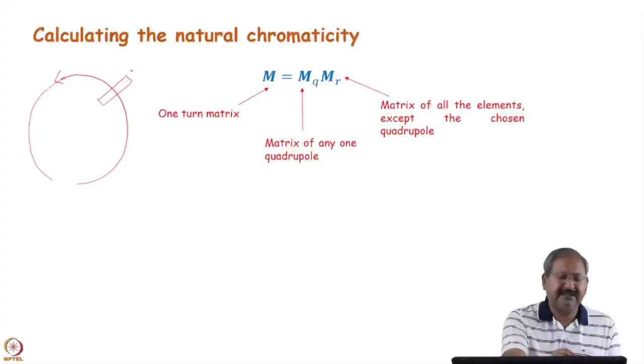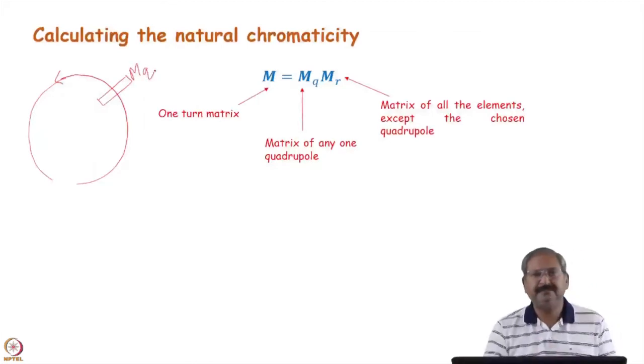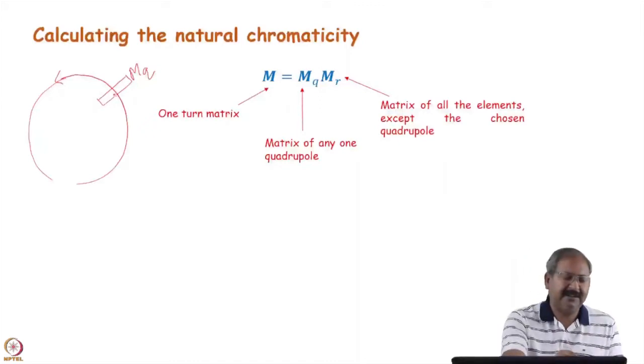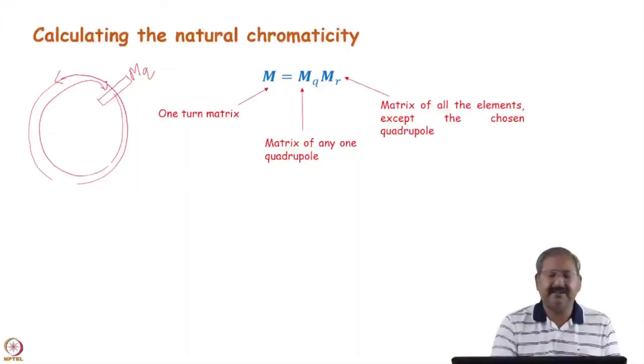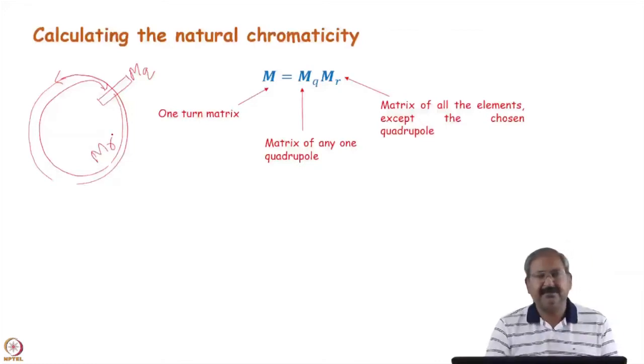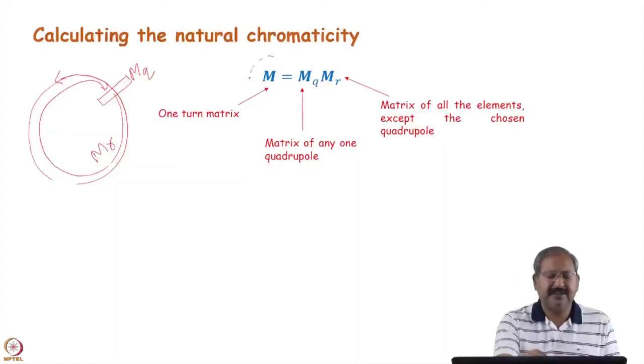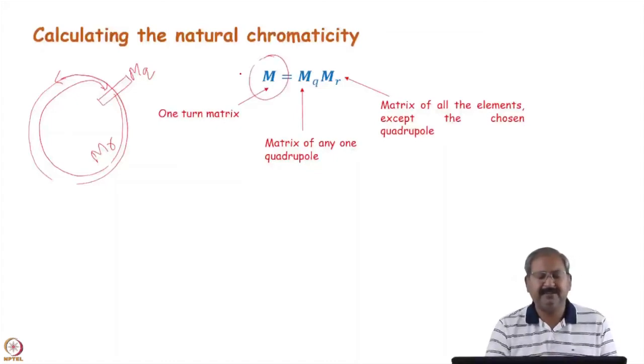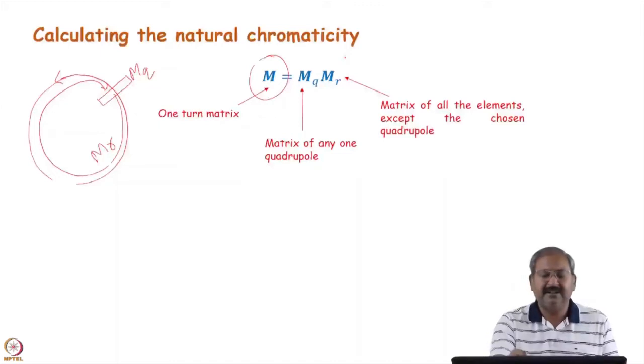So let us say that this quadrupole has the transfer matrix MQ. And after this magnet, reaching again the beginning of this magnet, the matrix is MR. If we multiply these two matrices, we will get the one turn matrix, or the matrix for one complete turn in the synchrotron. So this is M, one complete matrix for one complete turn, and these are the matrices multiplied.